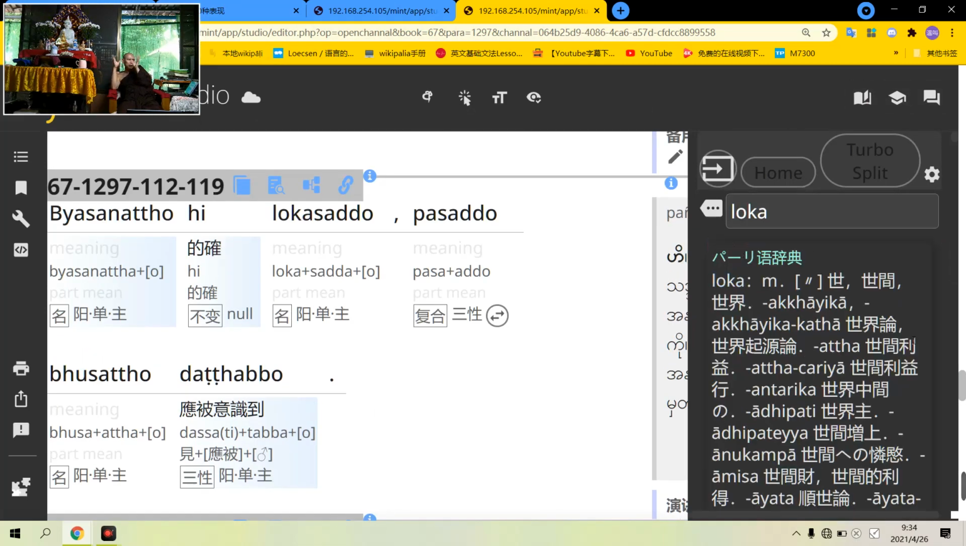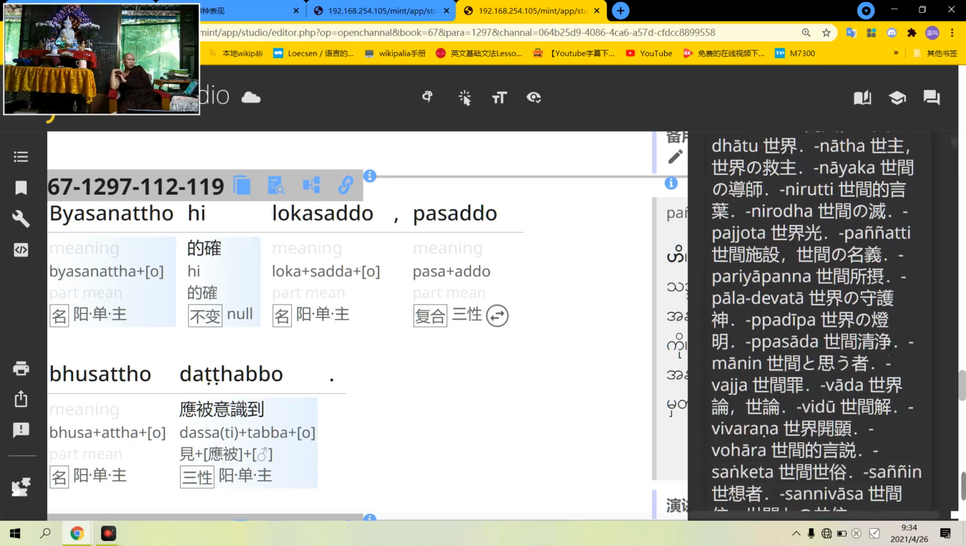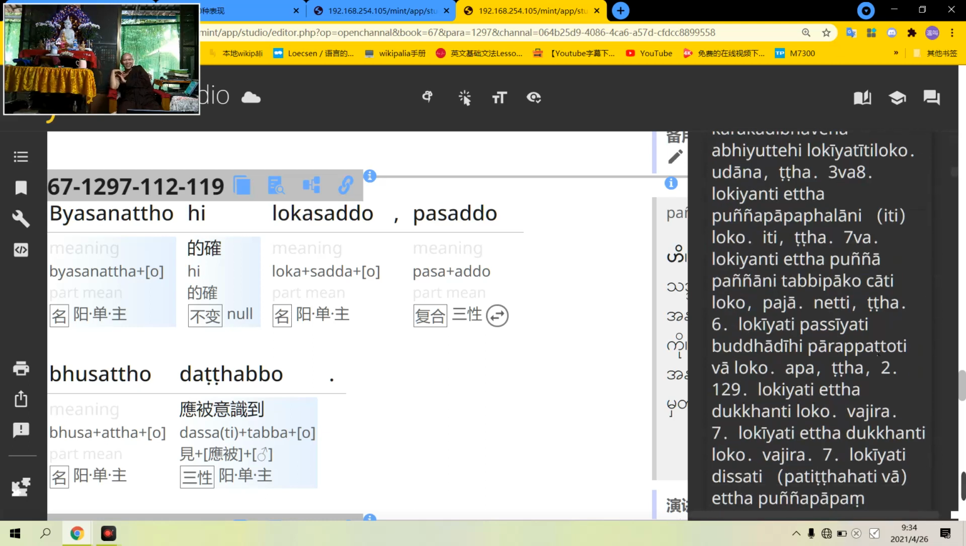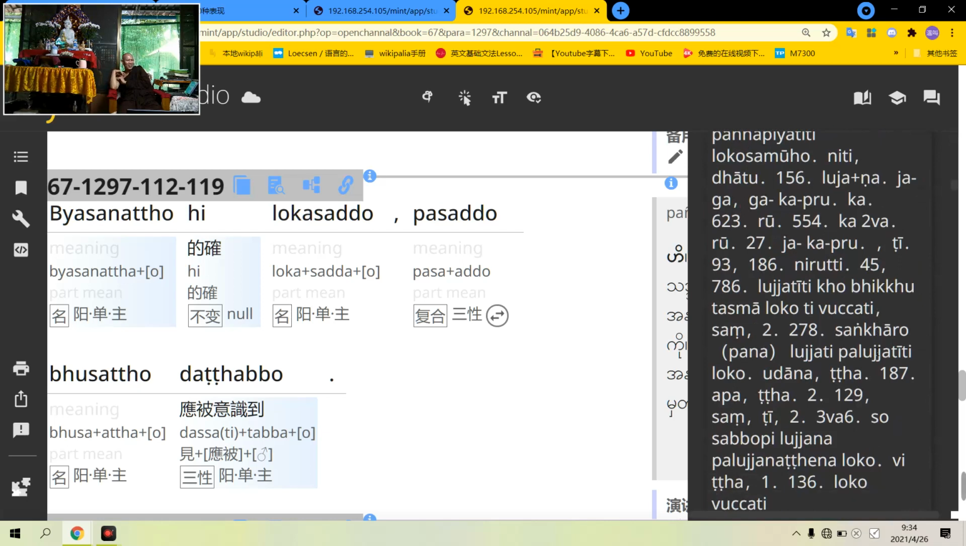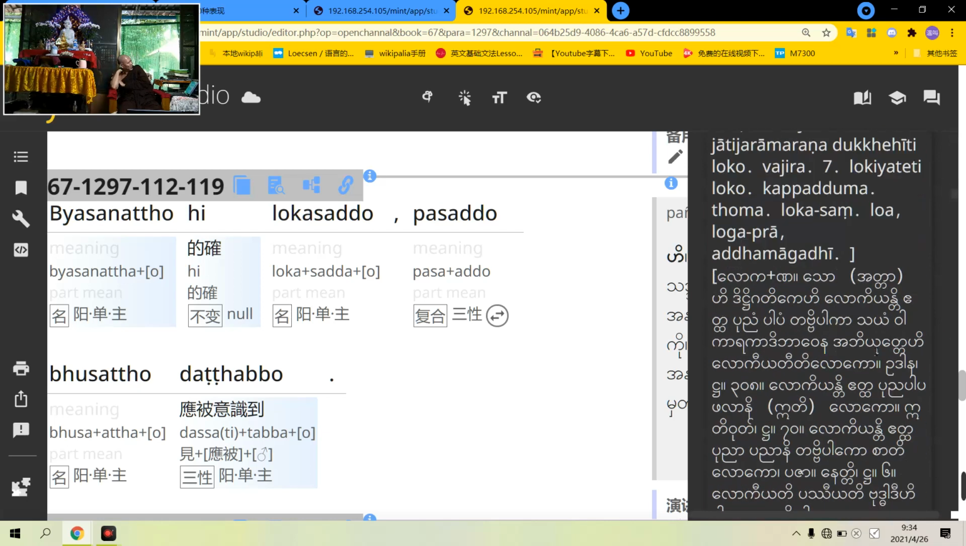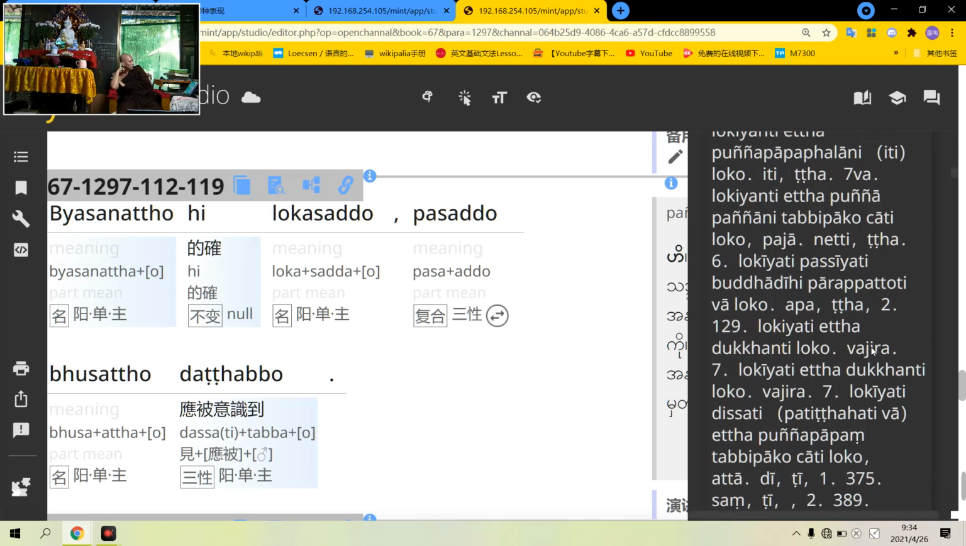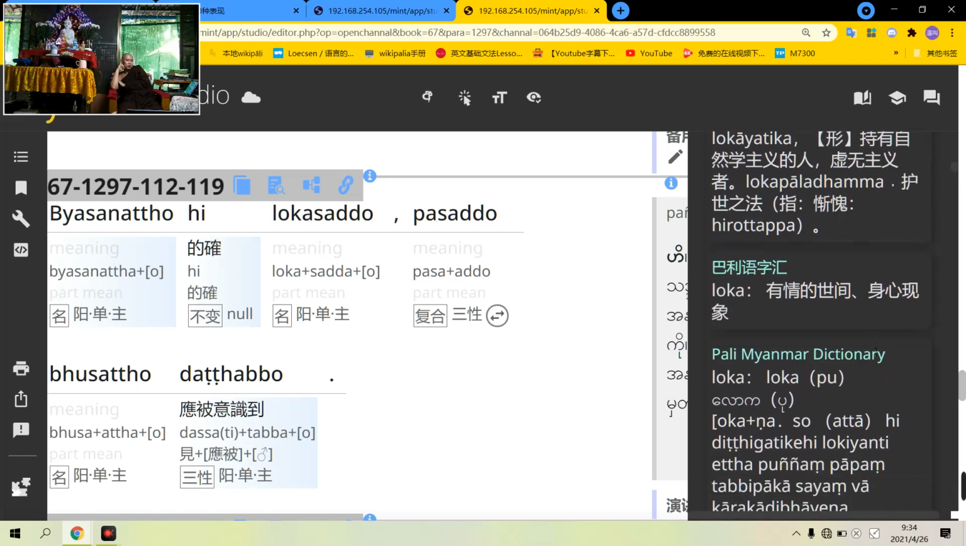One day, this loka may be destroyed by fire or water, totally. Because this world, one day, will be destroyed by fire, by water, totally.